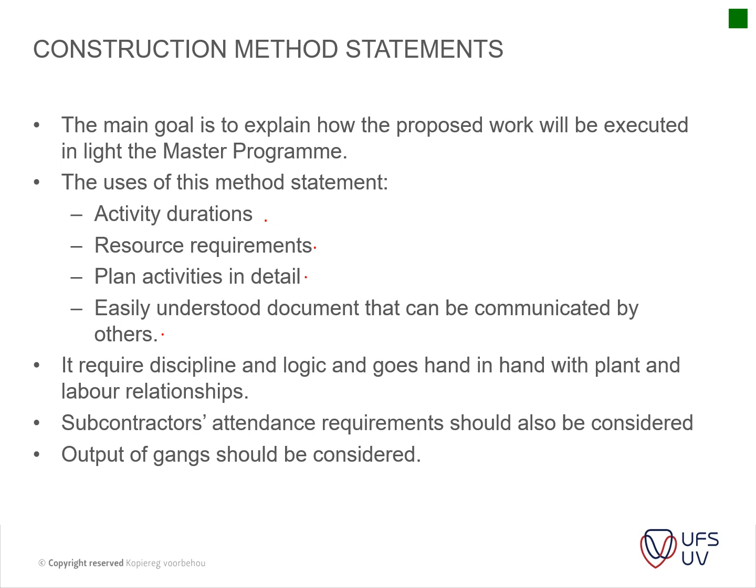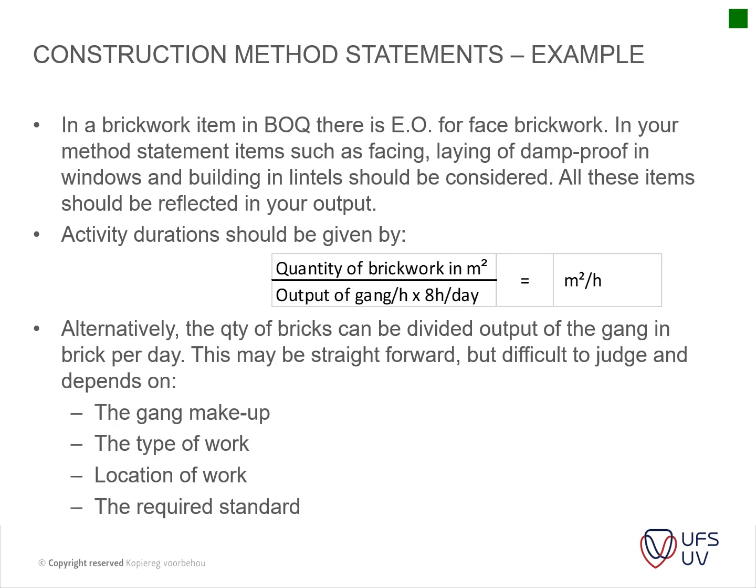Okay, then the subcontractors' attendance requirements should also be considered. Output of the gangs should also be considered. So that's the sequencing that comes into play. Okay, in brickwork items in the BOQ, there's extra over for face brickwork. In your method statements, items like facing, laying of damp-proof in windows and building lintels should also be considered. All those items should be reflected in your output.